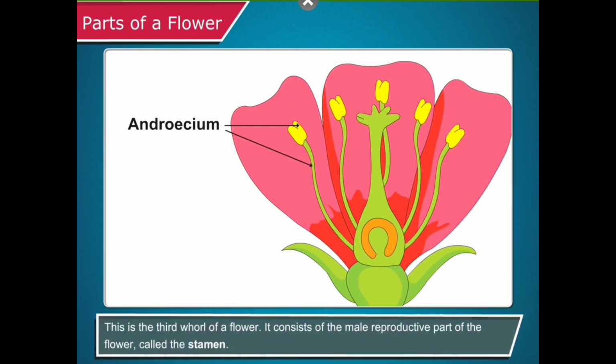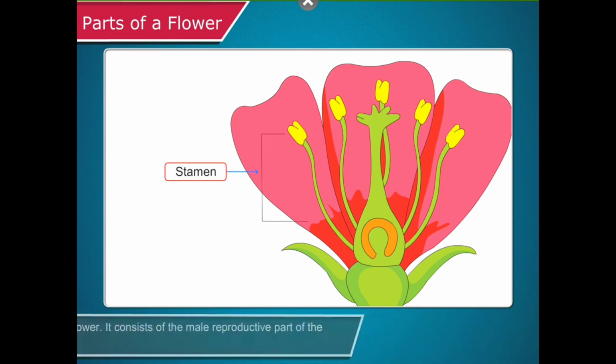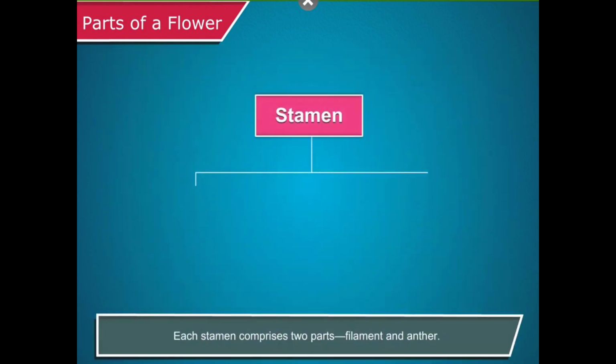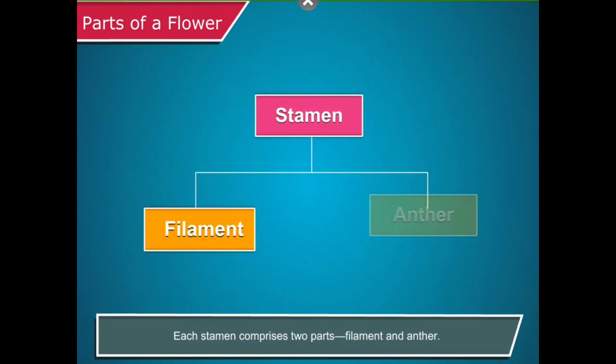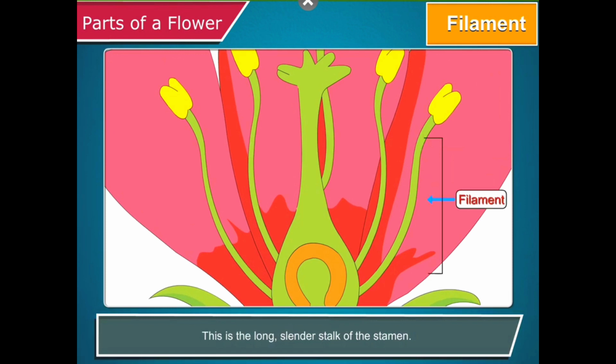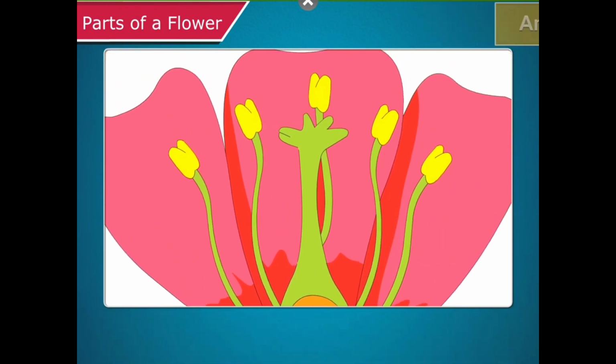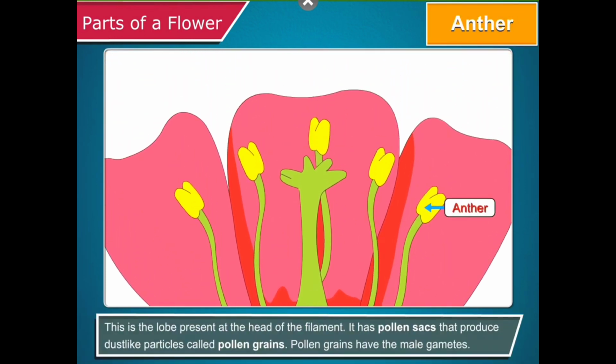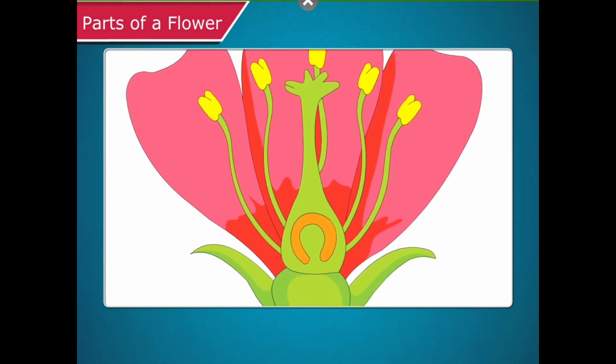Androecium. This is the third whorl of a flower. It consists of the main reproductive part of the flower called the stamen. Each stamen comprises two parts: one is filament and the other one is anther. Filament is the long, slender stalk of the stamen. Anther is the lobe present at the head of the filament. It has pollen sacs that produce dust-like particles called pollen grains. Pollen grains have the male gametes.